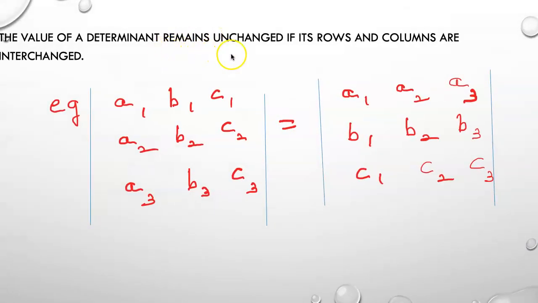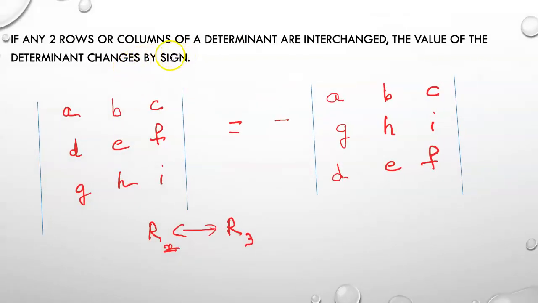The value of a determinant remains unchanged if its rows and columns are interchanged. So here we interchange the rows and columns: we have A1, B1, C1, A2, B2, C2, A3, B3, C3. We have taken the transpose. So this is a transpose and the value remains unchanged if you take the transpose of the determinant.